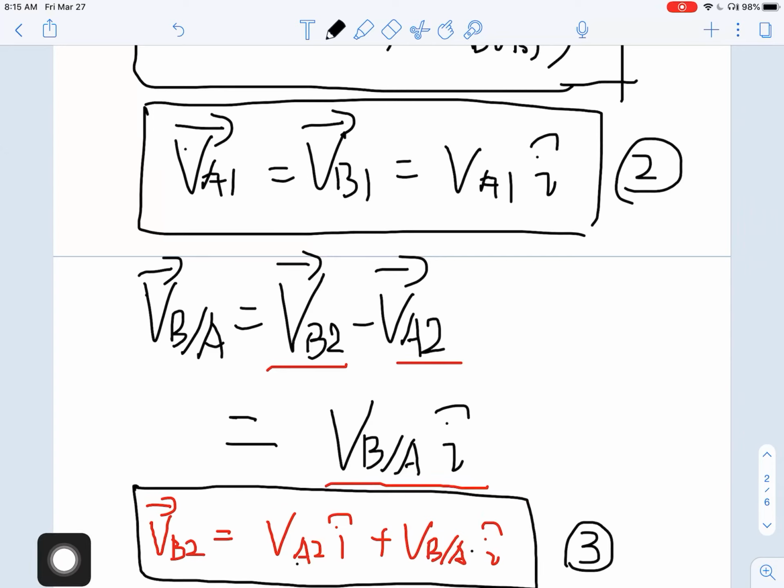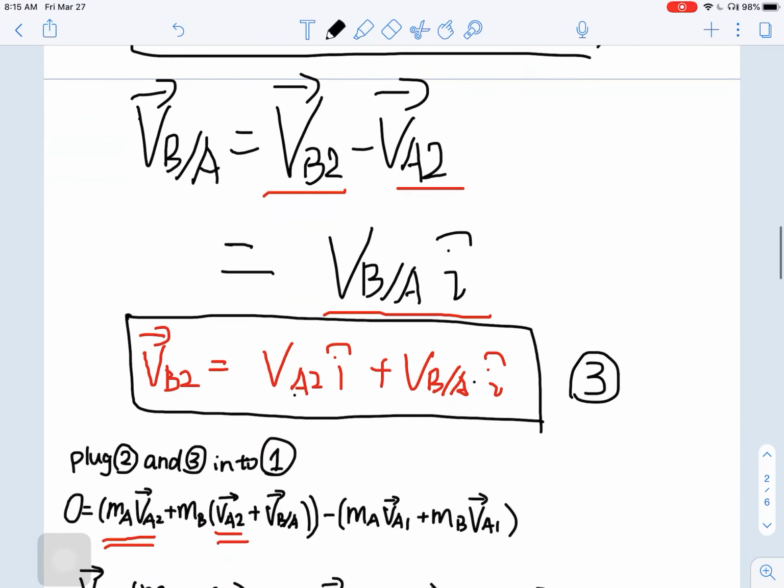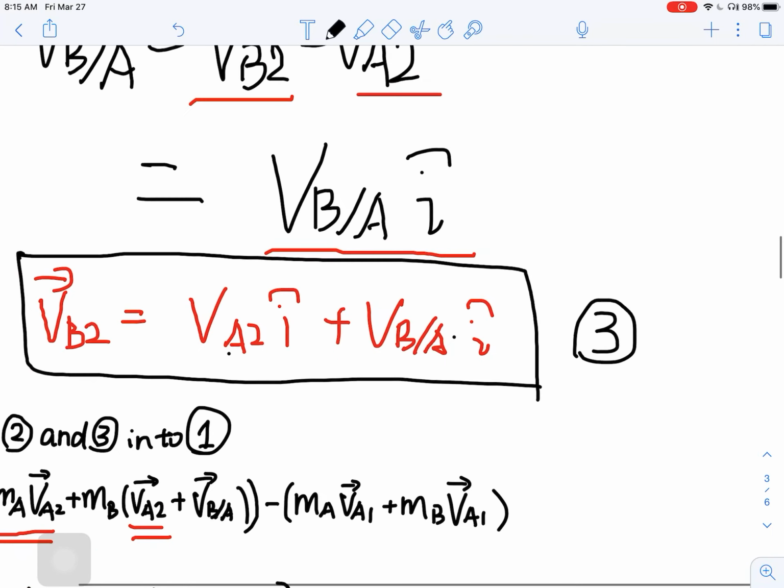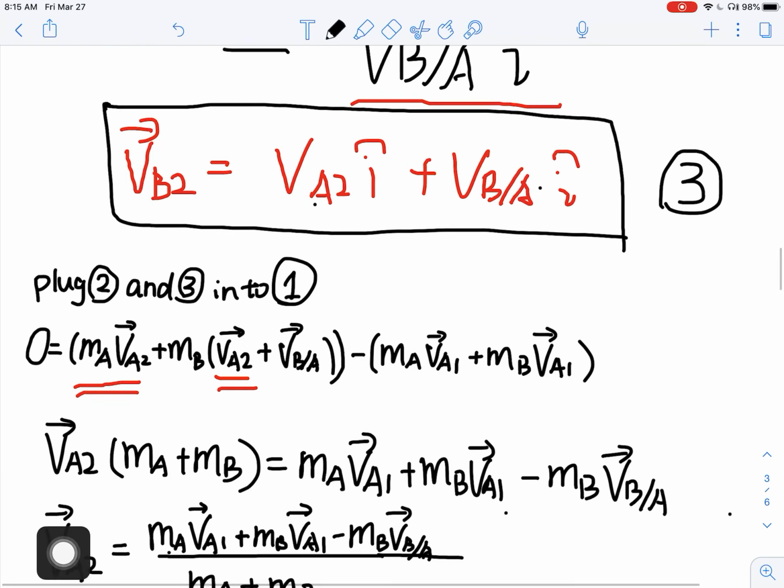Then we can plug both equation 2 and equation 3 into equation 1. So I plugged in equation 3, that's the expression for VB2. And also I replaced, using equation 2, both VA1 and VB1 with VA1. Now we have this new expression.